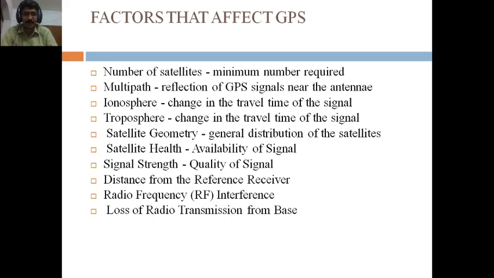So, factors that affect GPS: number of satellites. At least 4 satellites are required at minimum to get the coordinate. If it is less than 4, the accuracy is affected. Multipath reflection of GPS signal near the antenna affects it. Ionosphere: if the satellite is over the ionosphere, the change in the travel time, the signal delay, phase difference, everything will happen. If it goes to the troposphere, change in the travel time, same thing.